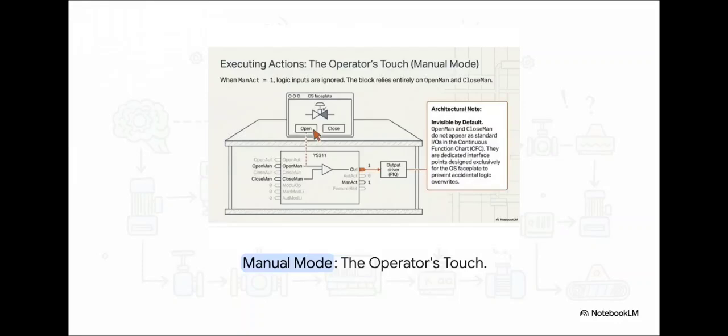But by default, these inputs are completely invisible on the continuous function chart, which is the engineering canvas. Why do that? Because they are designed exclusively for the operator interface. Hiding them ensures a programmer doesn't accidentally wire a piece of logic into the manual override, which, trust me, could cause a massively dangerous, unpredictable overwrite during a critical live procedure.